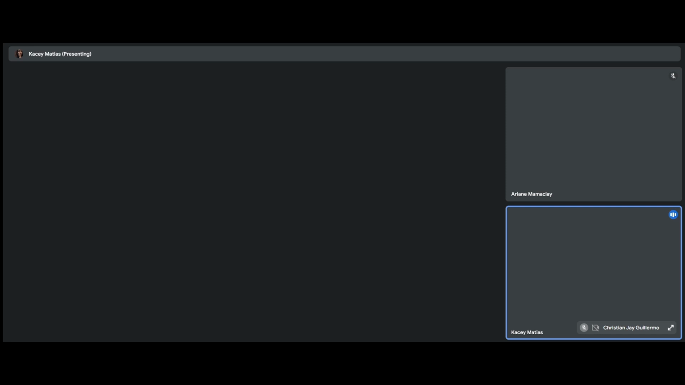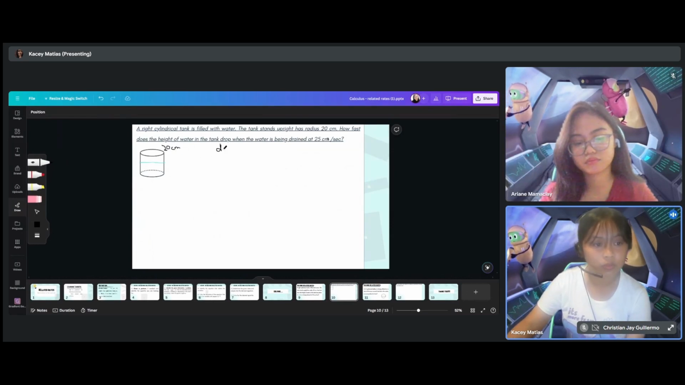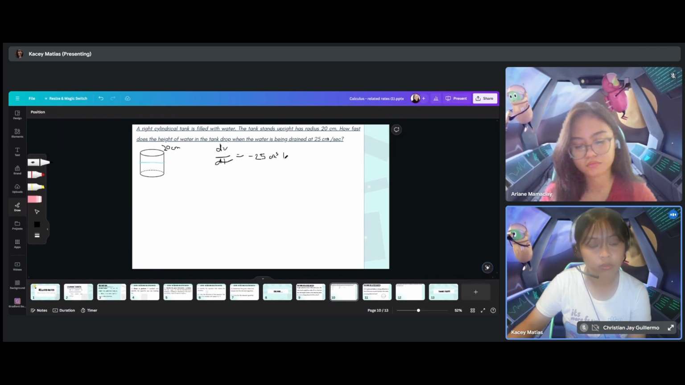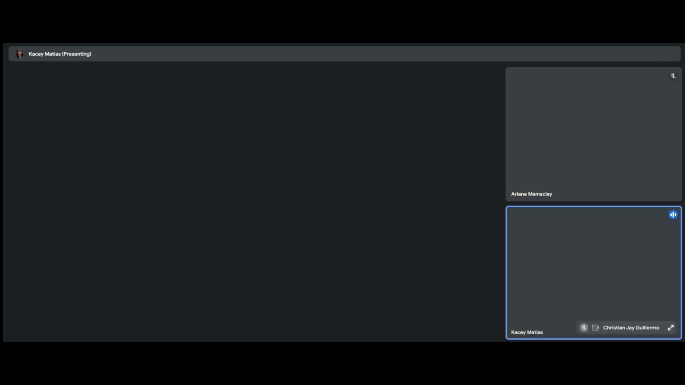And yung unang kukunin natin is yung upright ng tank natin, which is yung 20 cm, yung radius. Then, kunin natin yung isang given, yung dV over dt, magiging negative 25 siya since ang pinag-uusapan is drain. So, negative 25 cubic centimeter per second. And ang hinahanap natin is height. So, ang hanapin natin is dH over dt. So, solve na natin.